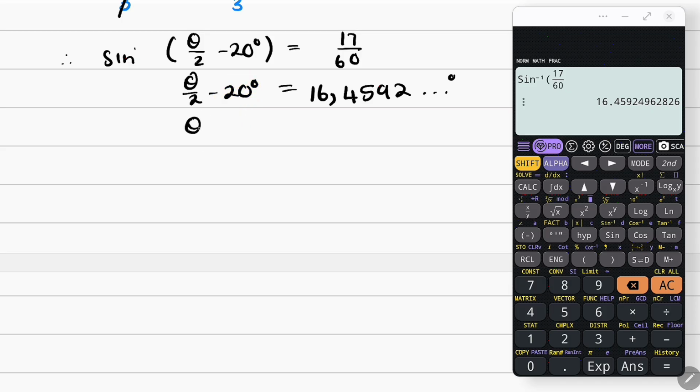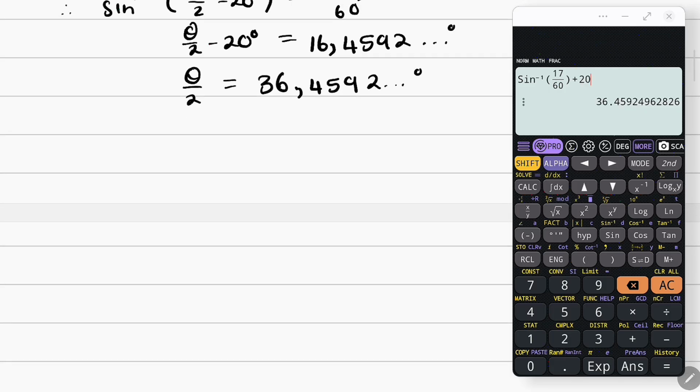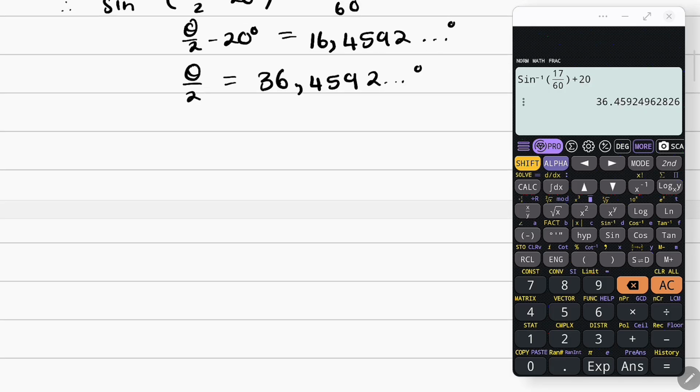So we have theta over 2 and that goes over to become a plus 20 degrees over here. So it will add to this, making that 36.4592 degrees. Okay, so make sure you apply that here, plus 20 degrees. And now we are at the final stage.